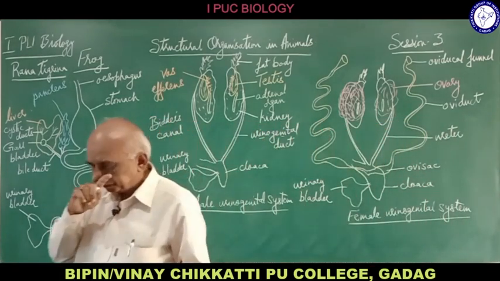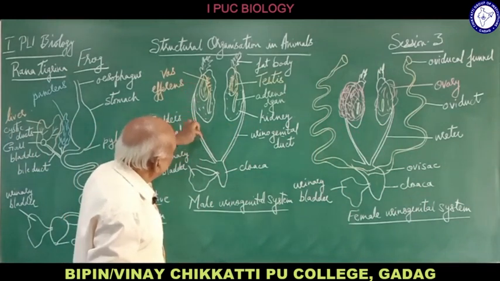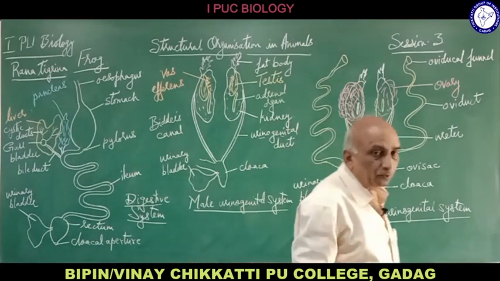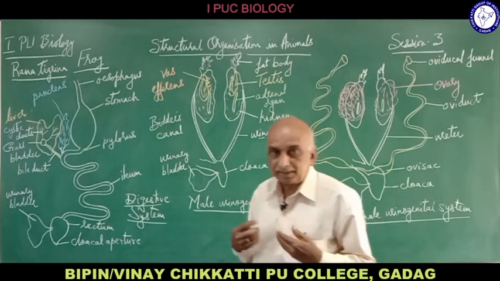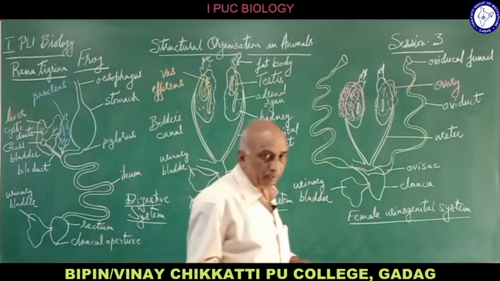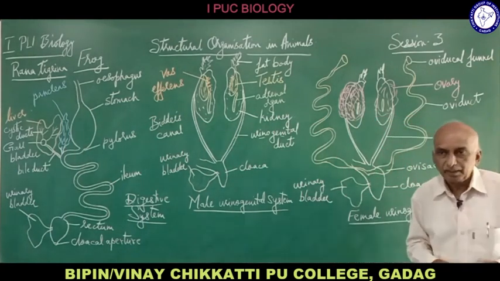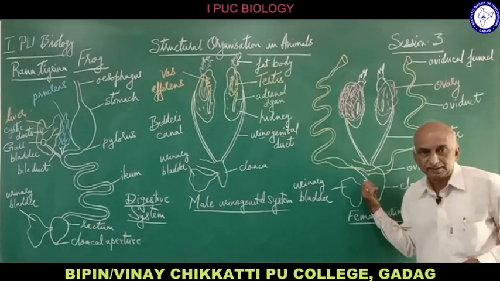Now when the sperms are produced, they are released by the male frog into the water. We already mentioned the croaking sound which attracts the female frog. So the male frog will release the sperms into the water. Fertilization is external. The sperms are released into the water in a safe and warm place, and the female frog also releases the eggs.